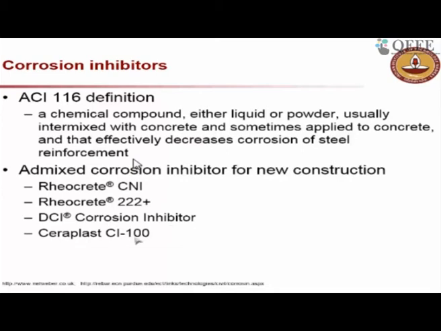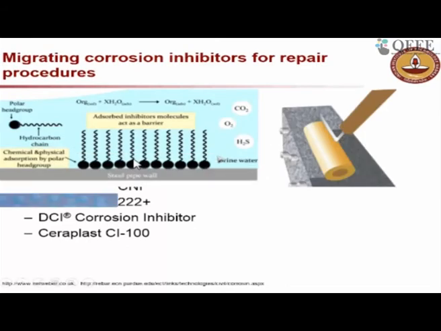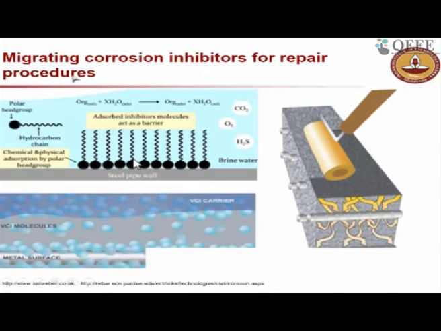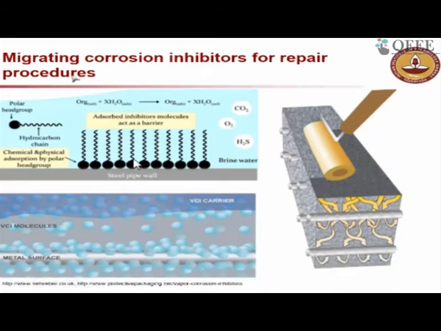So this is one way of doing it, but we can do this only during construction, not once the structure is already constructed. If you are talking about existing structures, we cannot apply this technique. So in such cases, we also have something called migrating corrosion inhibitors, or we can go for cathodic protection like I discussed earlier.